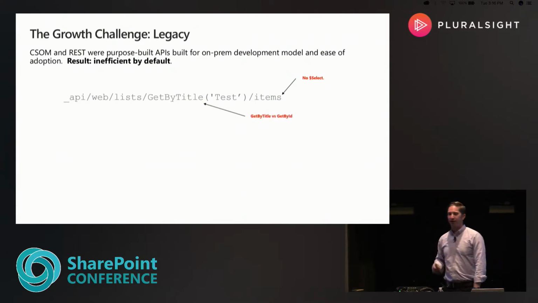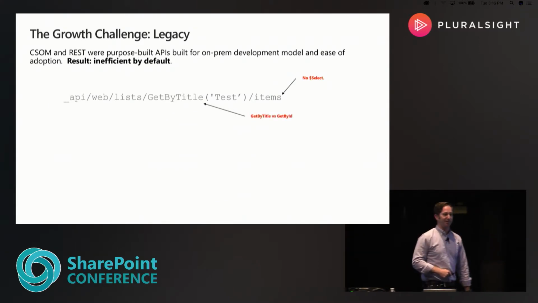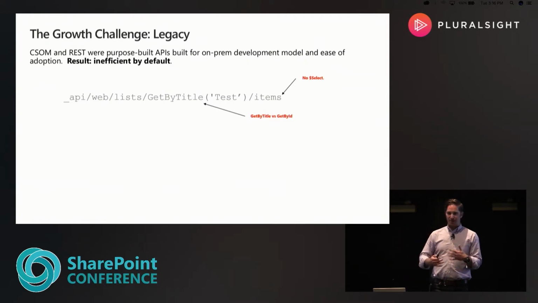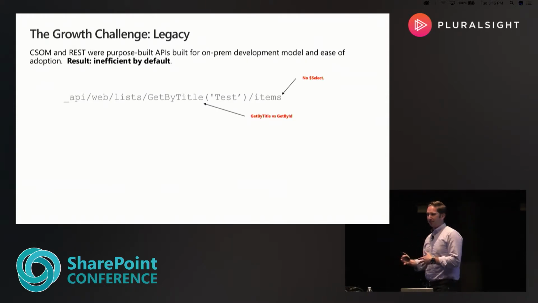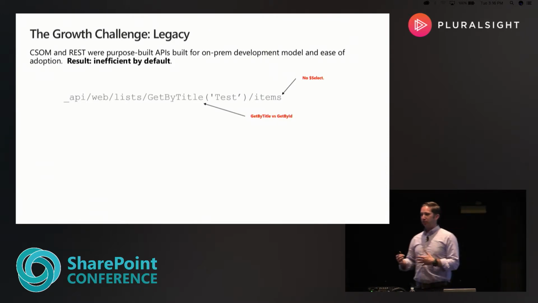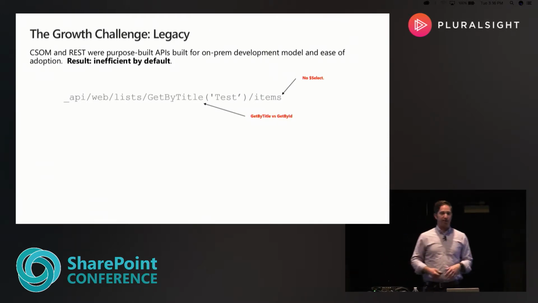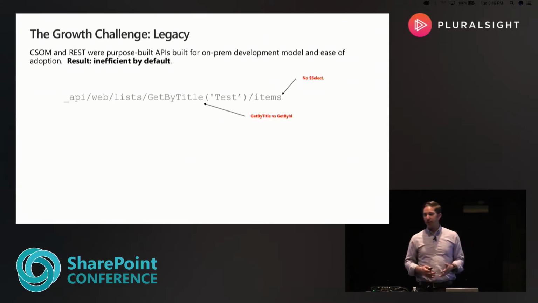Second one, slightly more nuanced, but since I was going to put this on a screen, I had to mention it. Get by title versus get by ID. Get by title has to actually convert from a name to an ID. This is a couple extra round trips. Not a big deal, again, if you're writing a little app to do something once in a while. But if you want to build a major portal, or you're a vendor writing an app that's going to run millions and millions of times, this stuff starts to add up.